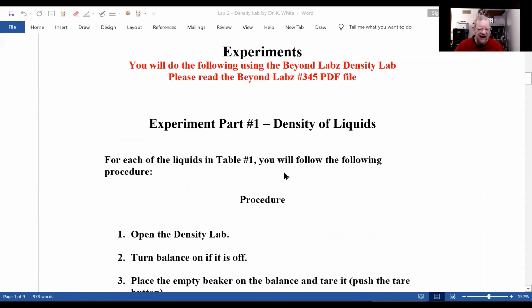Now, today's lab, there are 3 parts. This will all be done in Beyond Lab Z. Take a look at the PDF file. This is a reference. You really don't have to read it, but if you like to, remember, in all the Beyond Lab Z PDF files, you will not do those experiments. You will not answer those questions. You'll answer it in my lab.